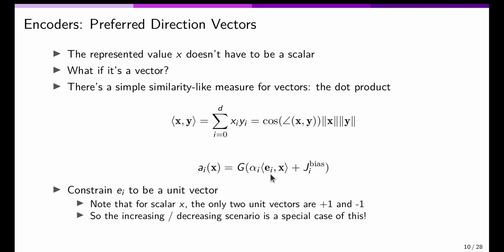That means that I might be able to get away with this for an equation. x is my value being represented. e_i is the preferred direction in that space. We're going to have the dot product between these two things times our gain plus our bias. That's going to give me the total current, the current that's going to be fed into the neuron. That's going to give me my activity.